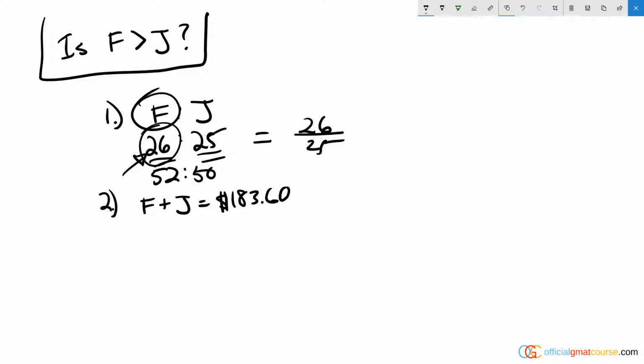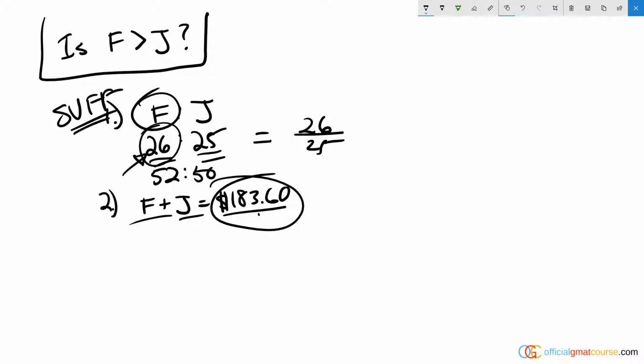Statement two doesn't tell us anything good. Statement two says together F plus J is $183.60. Now, what makes that interesting is we could actually solve out exactly how much money was spent in each month using the ratio and this dollar amount. But that's not what the question's asking for. Because we've already gotten a sufficient answer in statement one, it doesn't make sense to try to use the two statements together to work towards a C.